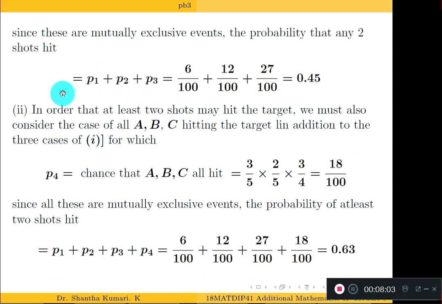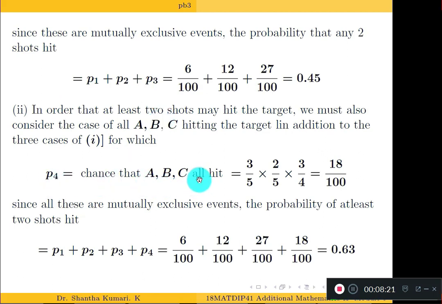P1, P2, P3. All the three cases are required here. Exactly 2 or more than 2. Least number is 2 means either 2 or more than 2. So for exactly 2 we have calculated here. More than 2 means all the 3. For all the 3 you find the probability as P4, another possibility.